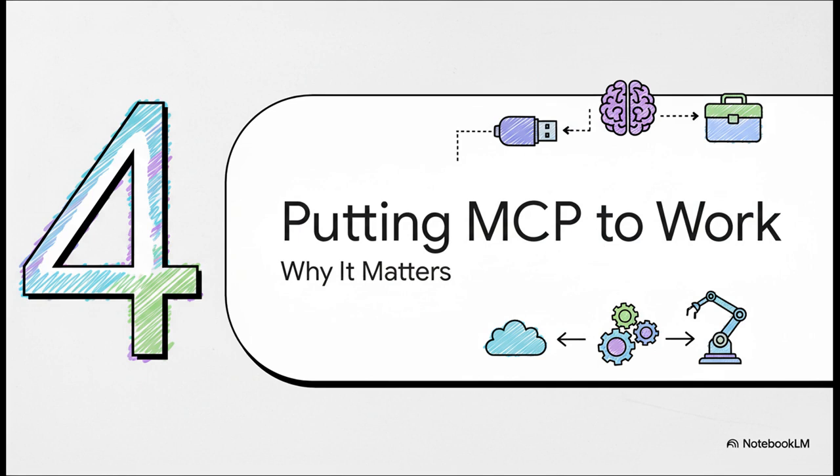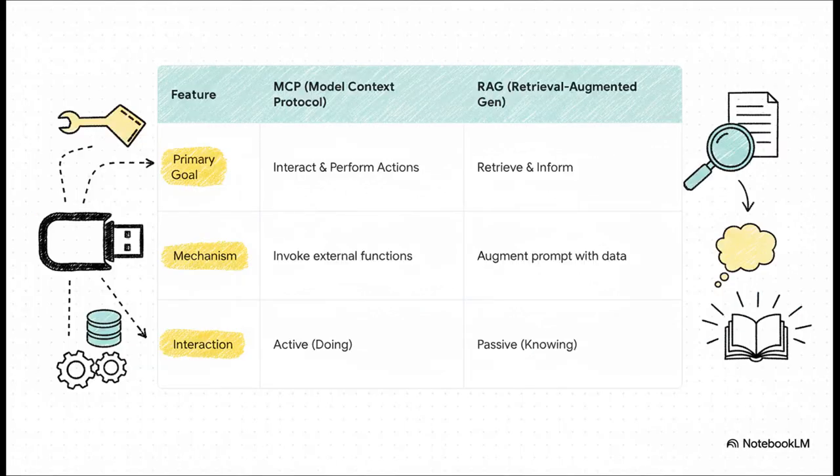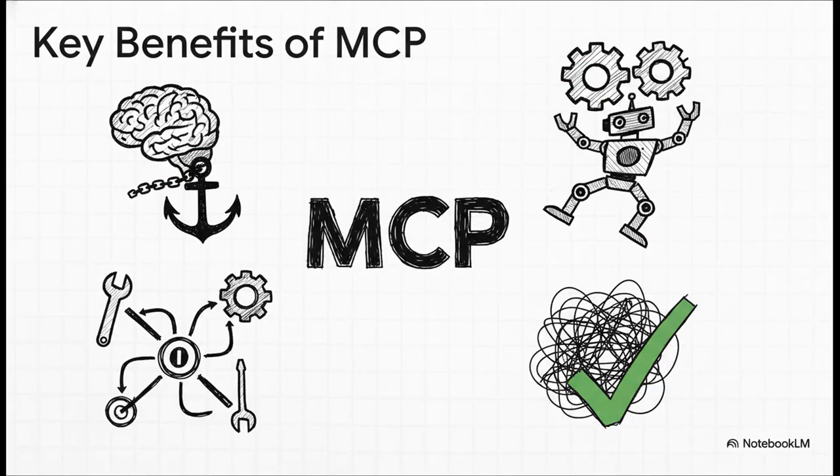So let's zoom out for a second and look at why a protocol like this is such a big deal for the future of AI. Now you might be thinking, hey, this kind of sounds like RAG, Retrieval Augmented Generation, but there's a really crucial difference. RAG is all about retrieving information to make an AI's answer more accurate. MCP is about active interaction and actually taking action. It's the difference between knowing something and doing something. And the benefits here are just huge. First, you get more accurate AI because it's grounded in real live data. It's not just making stuff up. Second, you get true AI agents that can automate real tasks. And for developers, it finally solves that messy integration problem by creating a true plug-and-play ecosystem.